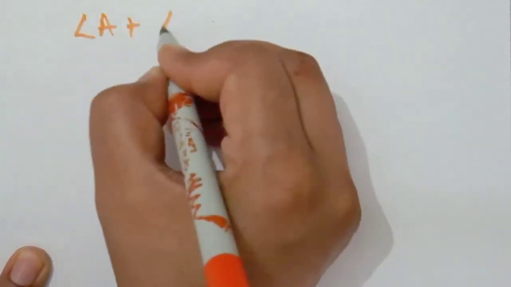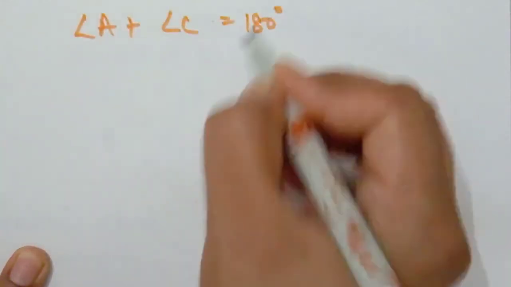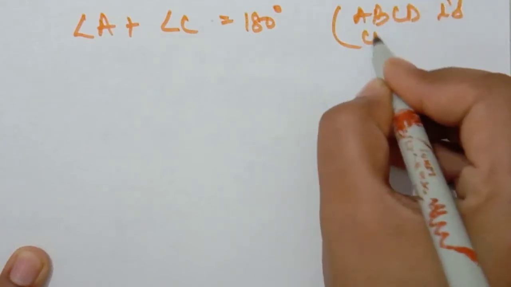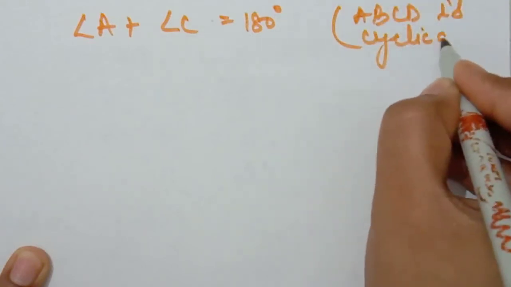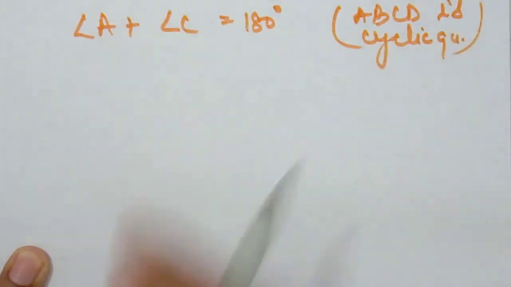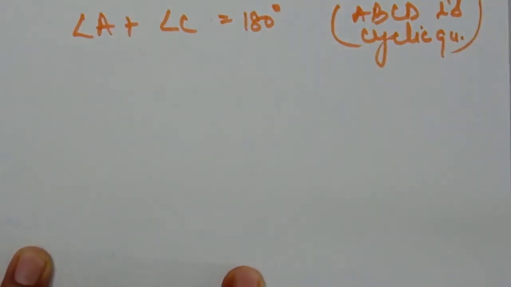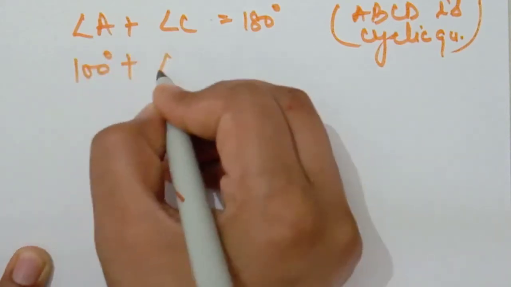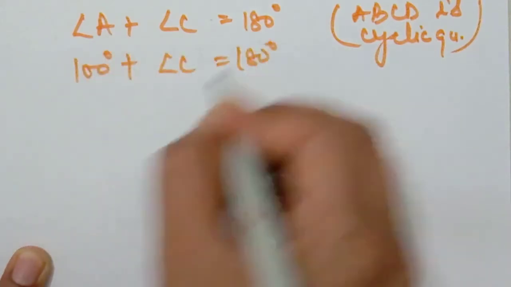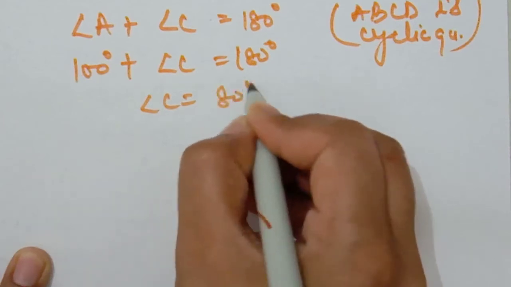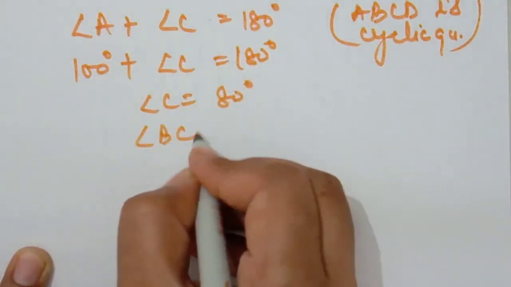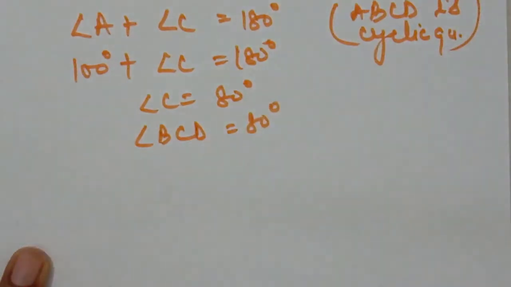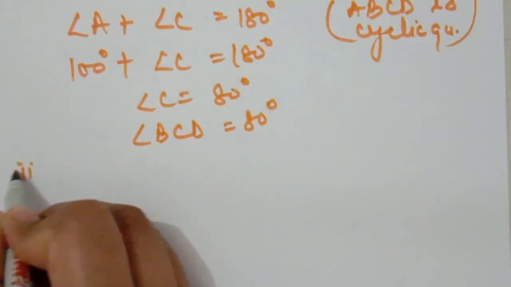Angle A plus angle C is equal to 180 degrees. Why? ABCD is a cyclic quadrilateral. So angle A is 100 degrees, plus C is equal to 180. So angle C is equal to 80 degrees. It means angle BCD is equal to 80 degrees.